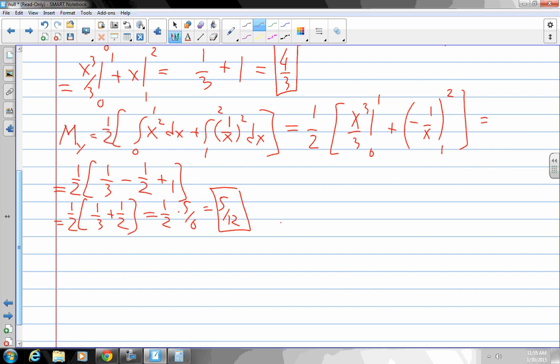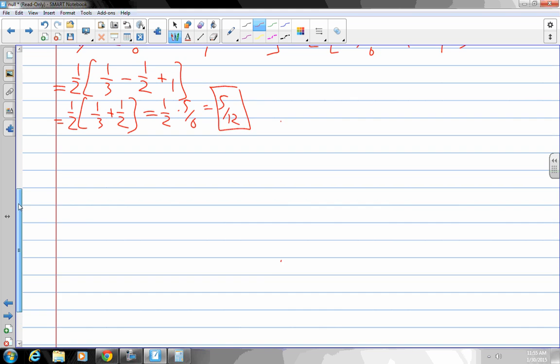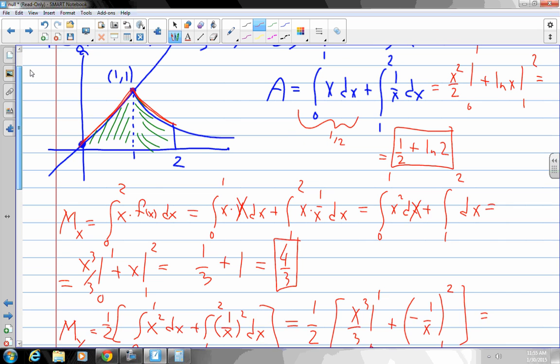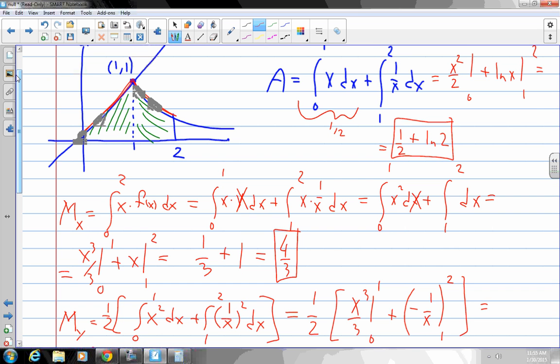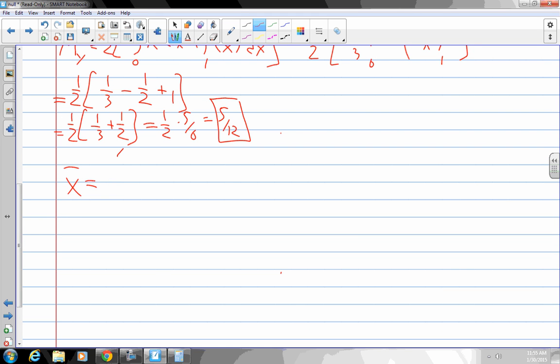Well, I had a negative 1/2 and a plus 1, so just plus 1/2. So then the x coordinate is going to be, so it's 1/2, right? So it's 1/2 plus natural log of 2, and the numerator is 4/3, so it's 4/3 divided by 1/2 plus ln of 2. So whatever on earth that equals to.